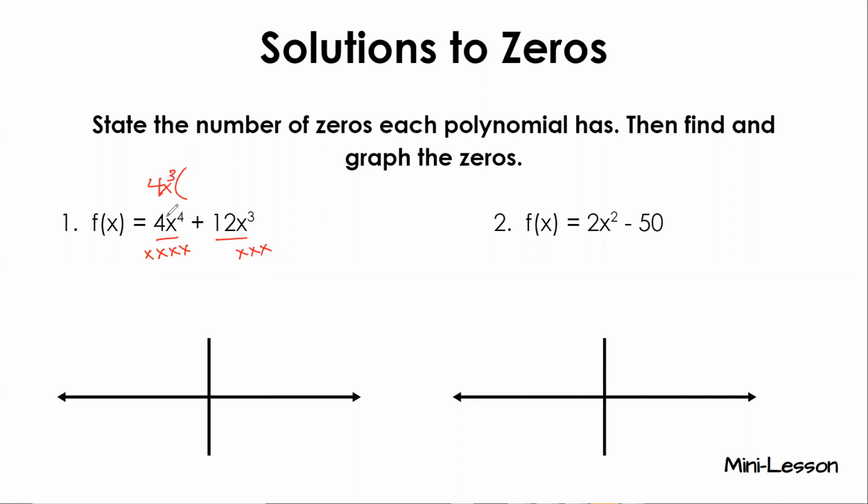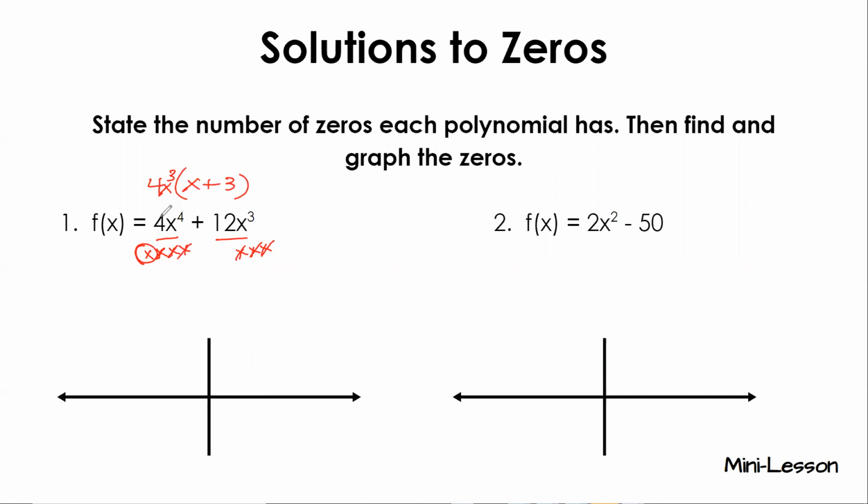Okay. Now, when I take 4x to the fourth and I divide it by 4x to the third, how many x's am I going to have left over? Okay. When I take 12x to the third and I divide it by 4x to the third, how many x's am I going to be left over with? None, but what's 12 divided by 4? Okay. So I get 4x to the third times x plus 3.